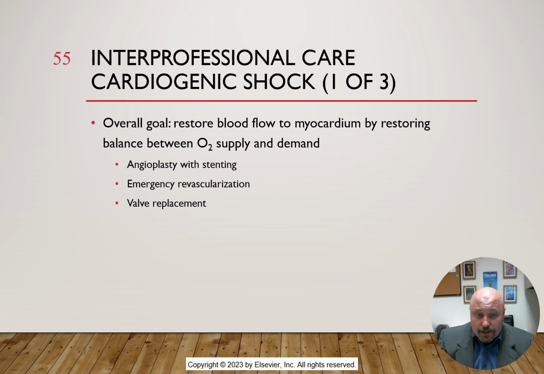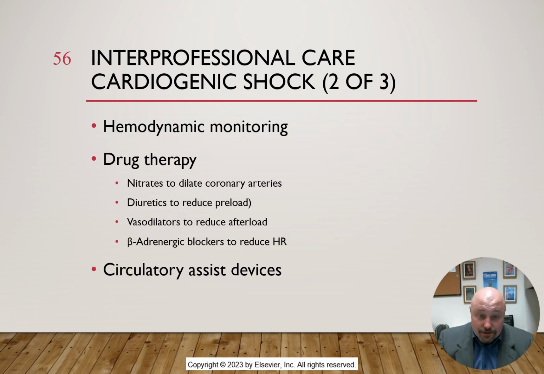In the case of cardiogenic shock, our overall goal is to restore blood flow to the myocardium by restoring the balance between oxygen supply and demand. Also, angioplasties with stenting, emergency revascularization, and even valve replacements. Should drugs be used, like nitrates, diuretics, vasodilators, and even beta blockers, we want to monitor the hemodynamics closely.